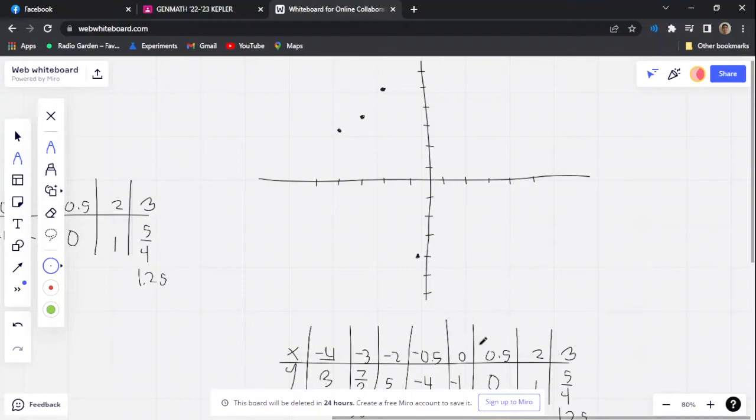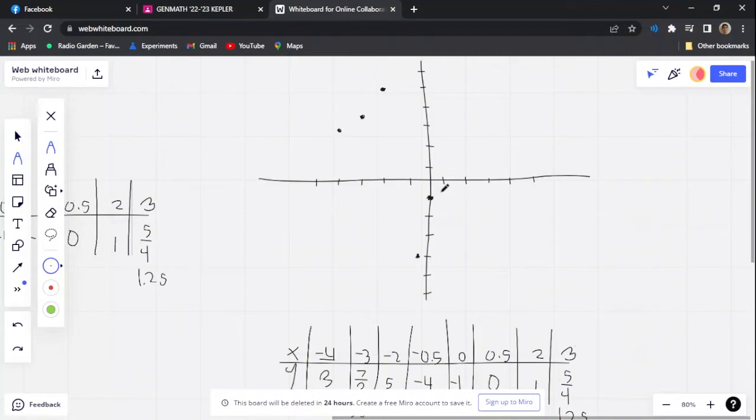Next is 0. So, 0 and negative 1. So, 0, negative 1, so here is our point. Next is 0.5, which is 0.50. So, which is here. 0.50 is in the middle, between 1 and 0.